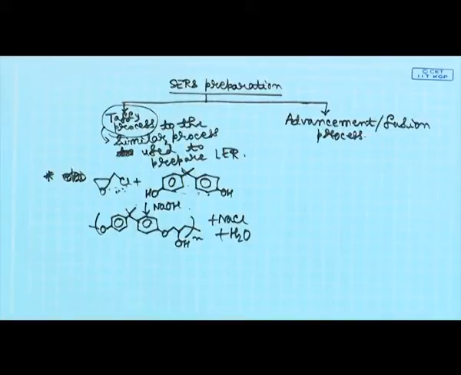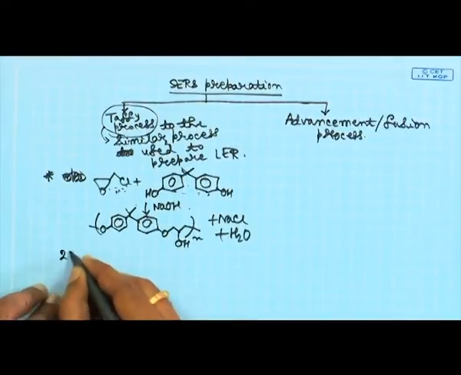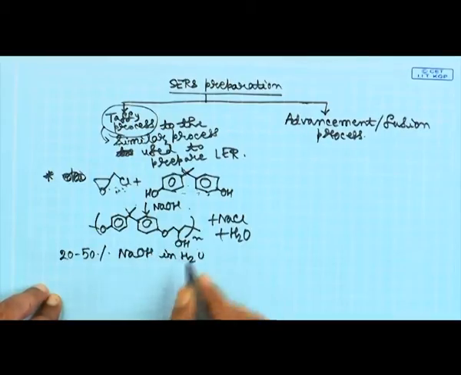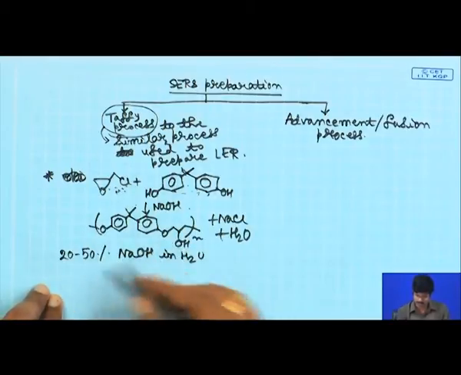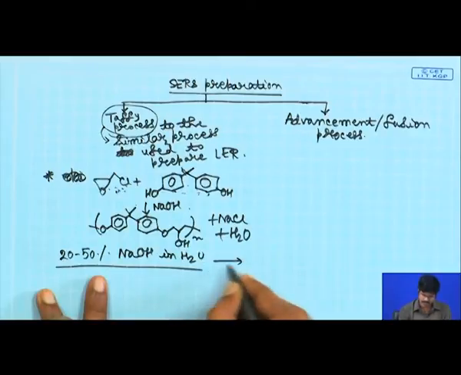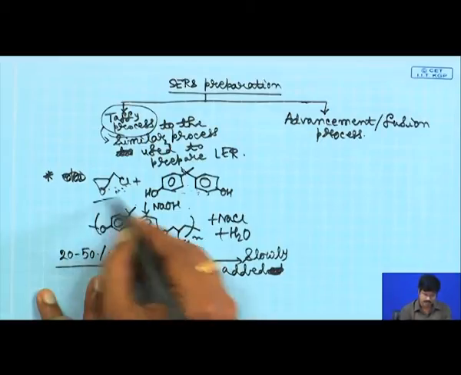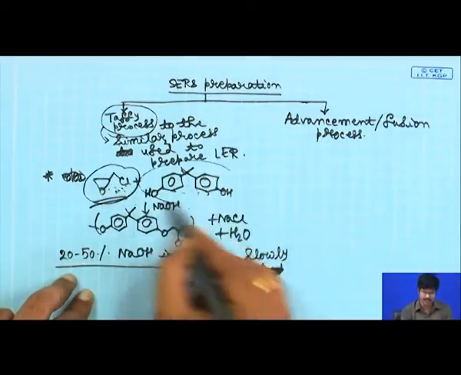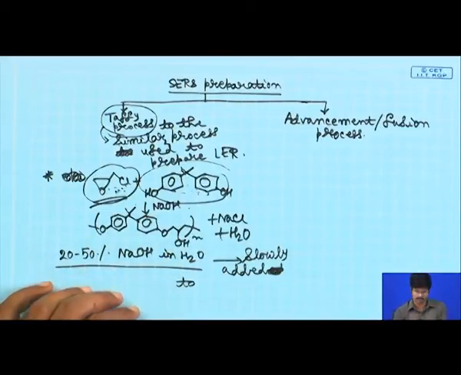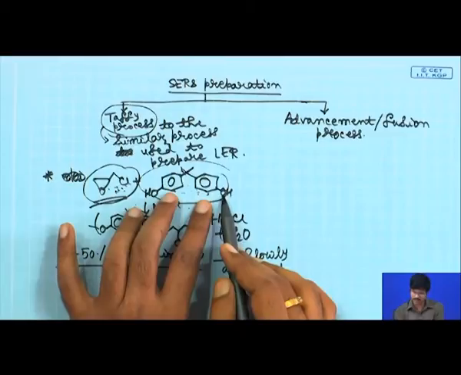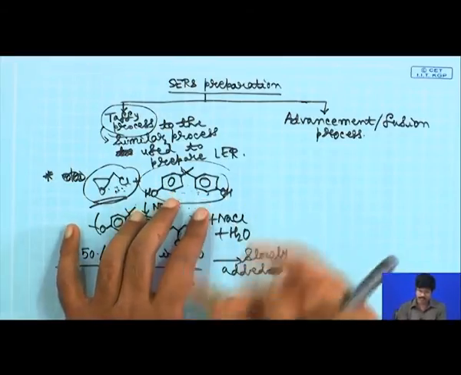So, if you look at the process in slightly greater detail, what you do is you take 20 to 50% sodium hydroxide solution in water, that is slowly added to an agitated or well stirred mixture of epichlorohydrin and bisphenol A. So, this alkaline solution you are adding slowly to a well stirred mixture of epichlorohydrin and bisphenol A, and the reaction is highly exothermic.